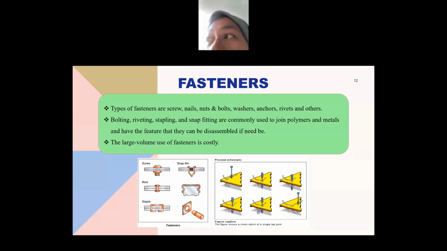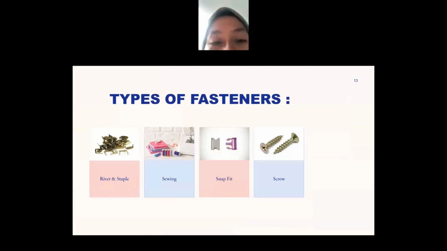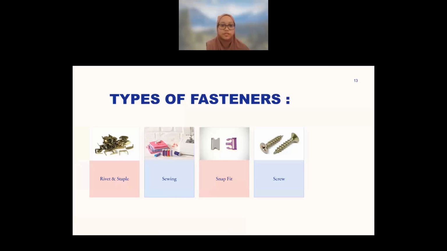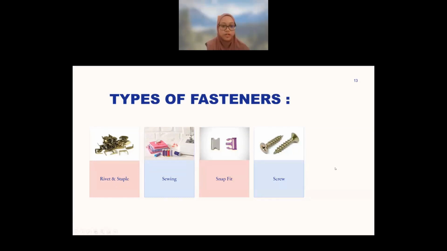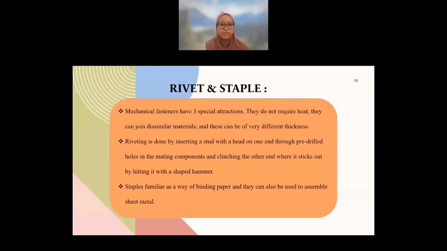Then we go to the types of fastener. I pass to Zuli. Okay, thank you, Rina. Just now we know that the types of fastener are like screw, bolt, and so on. So now I will explain about rivet and stapler. Mechanical fasteners have three special attractions. They do not require heat. They can join dissimilar materials, and these can be of very different thickness.